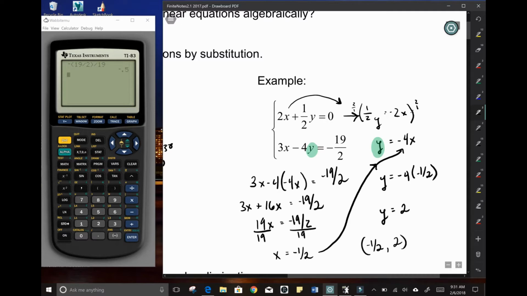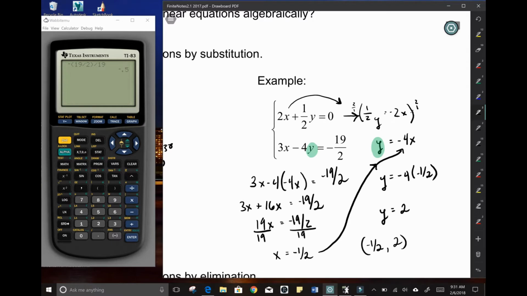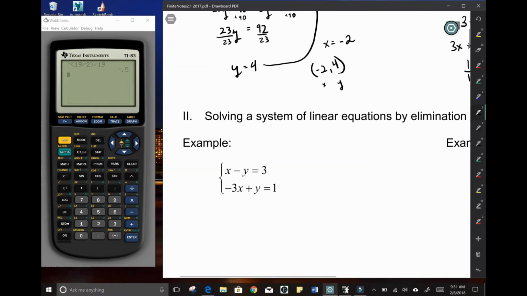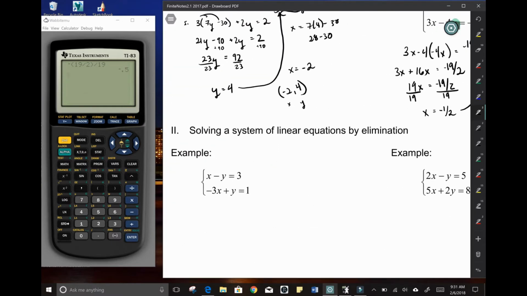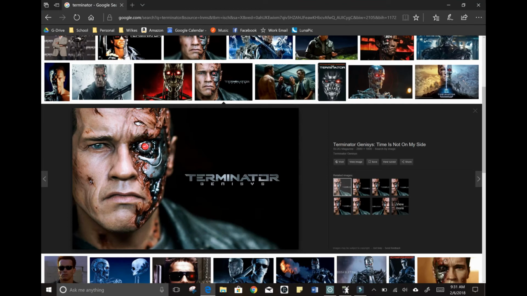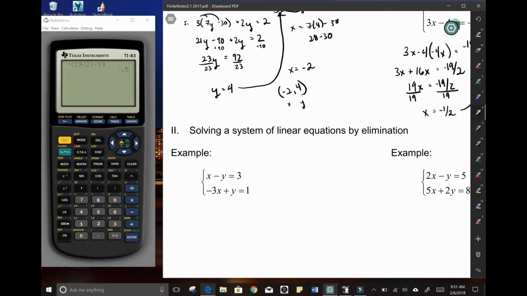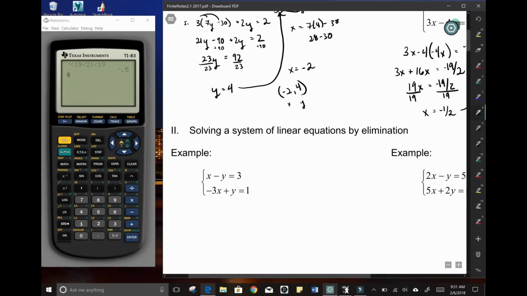Okay, some students like substitution, some students like our next one, which is elimination. Elimination I like as well, but I like to call it something else. I like to call it the Terminator Method. Wow, the Terminator. Okay, so we're all going to be Terminators today, and elimination, let's just call it the Termination Method. So no matter what your name is, today you are the Terminator.